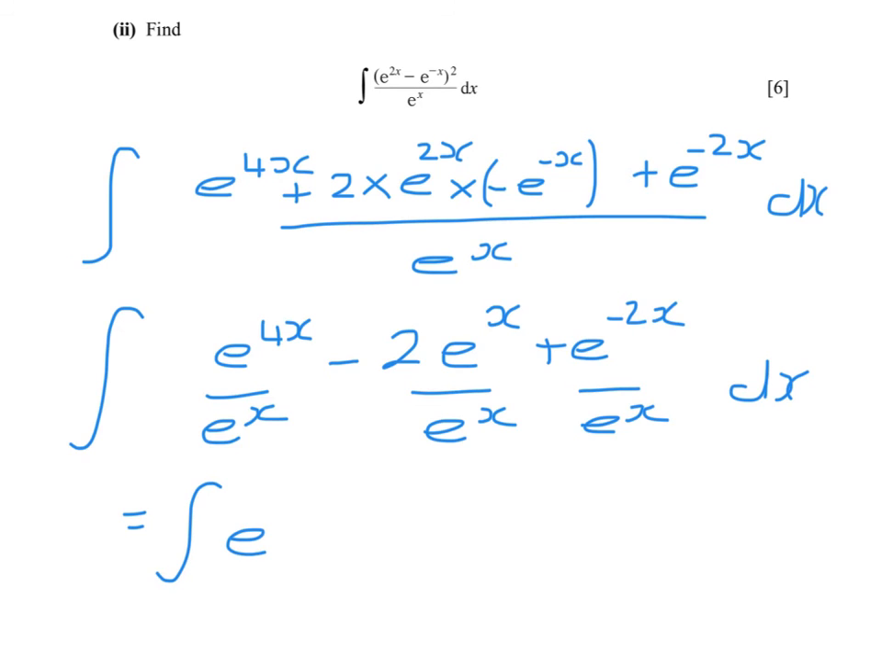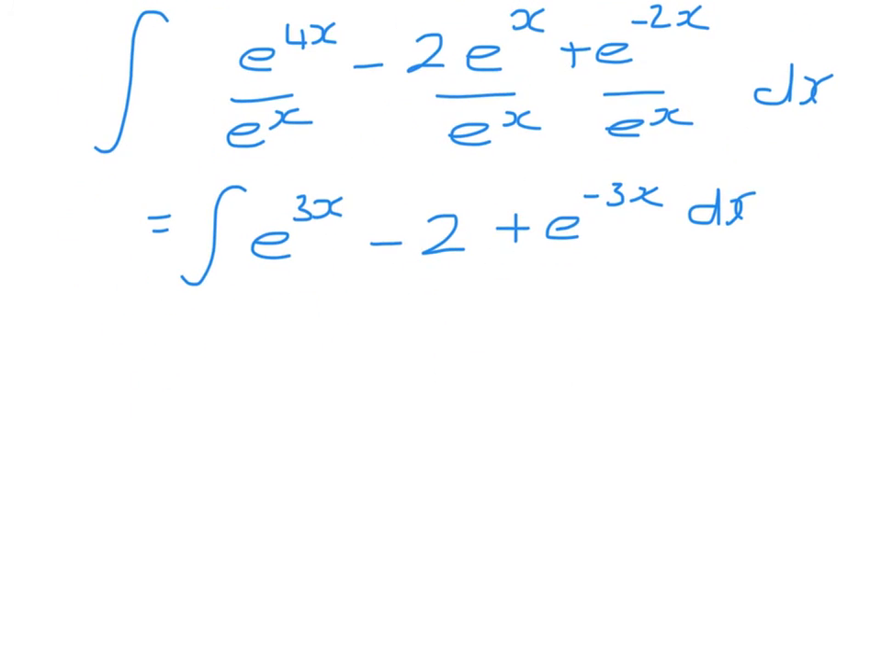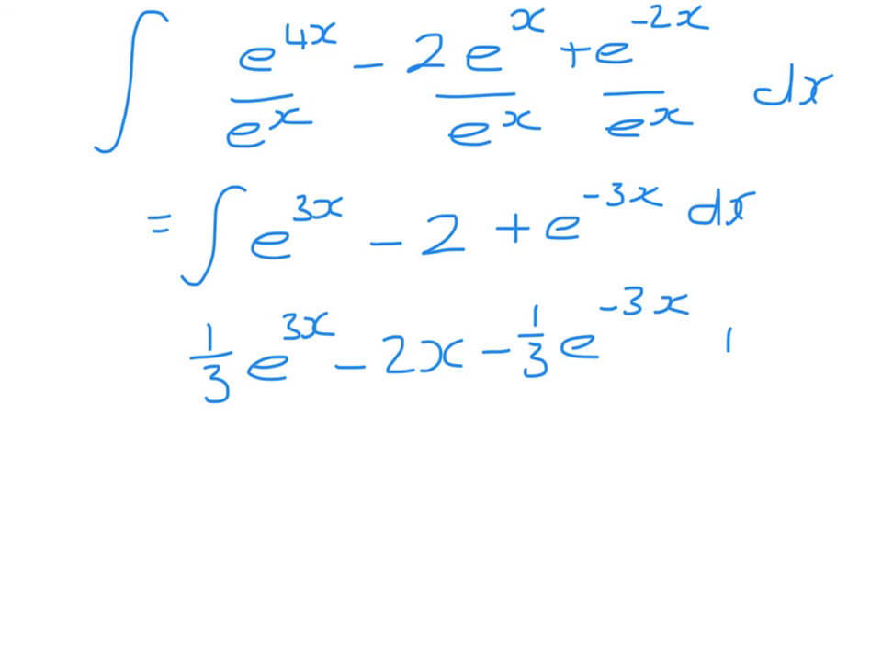So I'm integrating e to the power 3x minus 2 plus e to the power minus 3x. If I integrate e to the power 3x, I get 1/3 e to the power 3x. If I integrate minus 2, we get minus 2x. And if I integrate e to the minus 3x, we get minus 1/3 e to the minus 3x. And never forgetting the constant of integration.